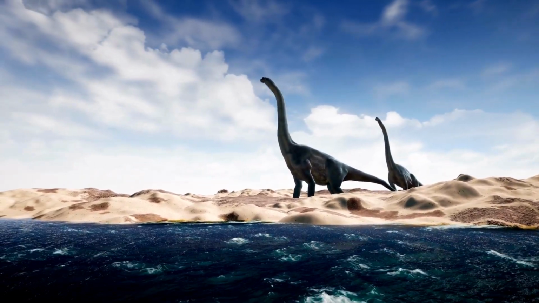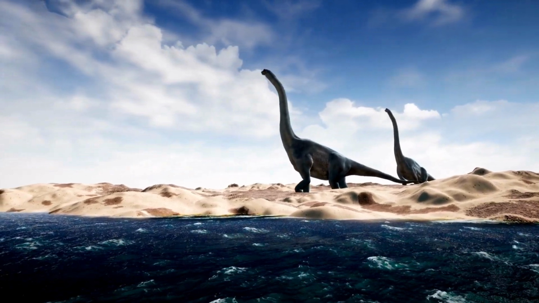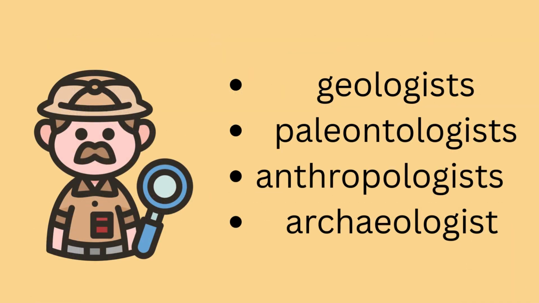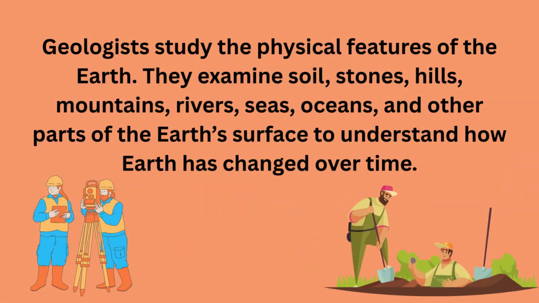Do you know about the different experts who helped us study the history of the earth? And what does each one study? So, to understand the history of Earth and human civilization, different kinds of experts study various aspects of the past. These include geologists, paleontologists, anthropologists, and archaeologists. We'll talk about geologists first.